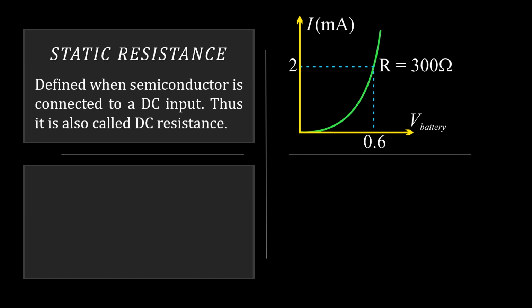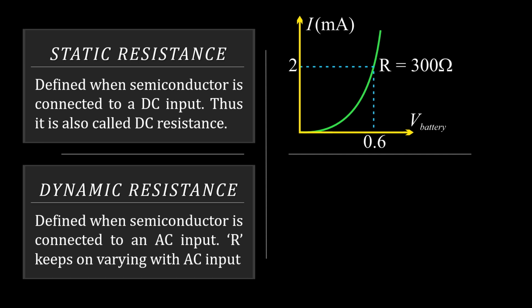And another one is dynamic resistance. Dynamic resistance is defined when a semiconductor device is connected to an AC input. The resistance of a semiconductor device keeps on changing when an AC input is applied. Therefore, we define dynamic resistance. Let's see how to calculate static resistance.